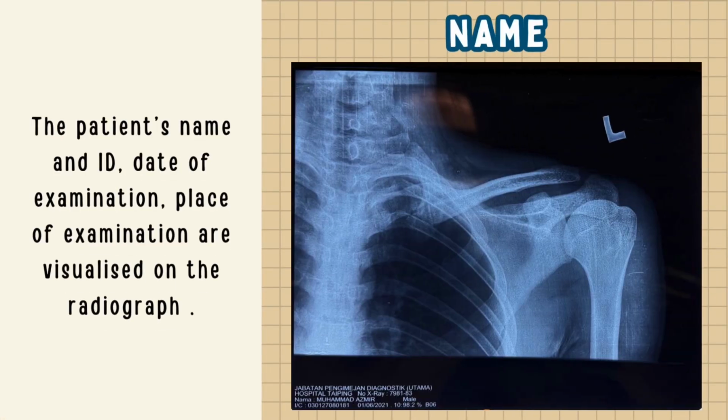Moving on to the next slide, I will explain the name part. The patient's name and ID, as well as the date of examination and place of examination, are clearly visualized on the radiograph. This information is important for patient identification and documentation purposes. Therefore, the radiograph is properly labeled with complete patient details.